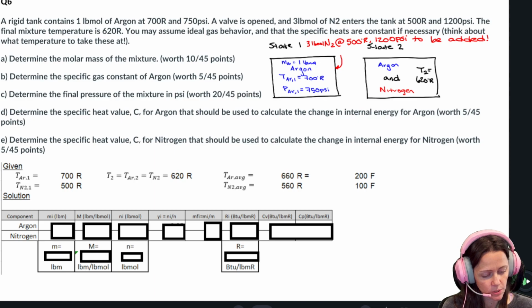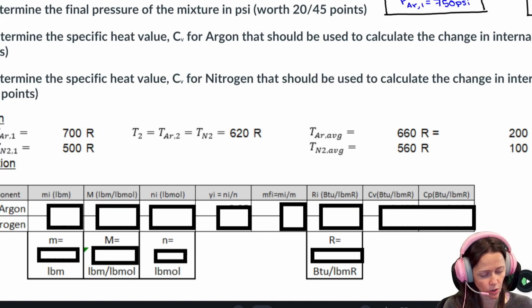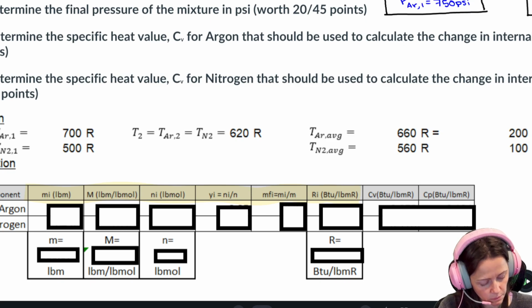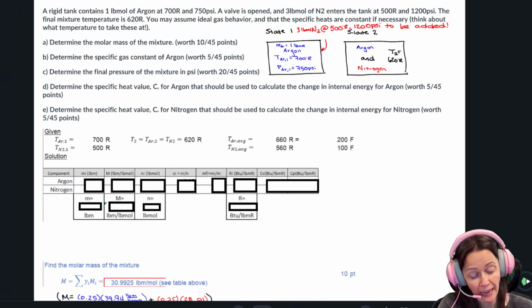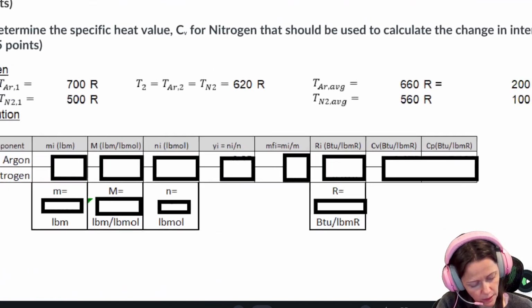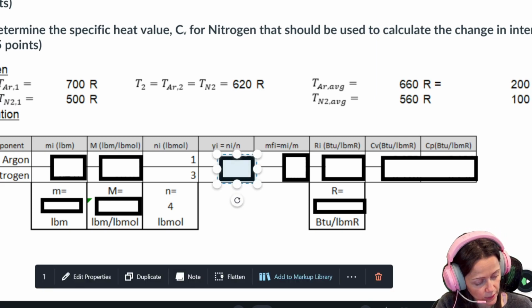So let's go ahead and fill in our little table here. Don't worry about the CV and CP so much, or the R. Really, what we're used to is just this part right here, okay? So let's see what they gave us. They gave us the pound moles of argon and nitrogen. So those are 2 things that I could put in there, right? I can put the number of moles for each of those components, and that allows me to calculate the total number of moles. Great, I got 4. So now I can calculate the mole fraction.